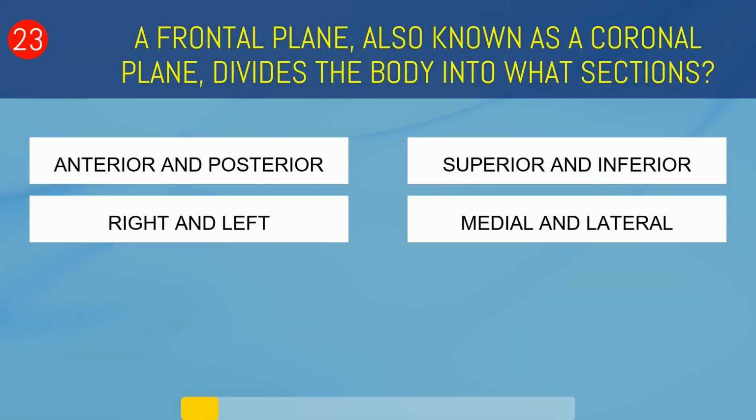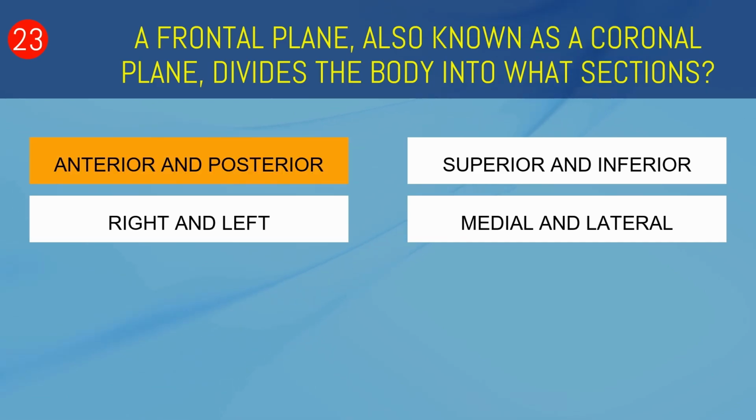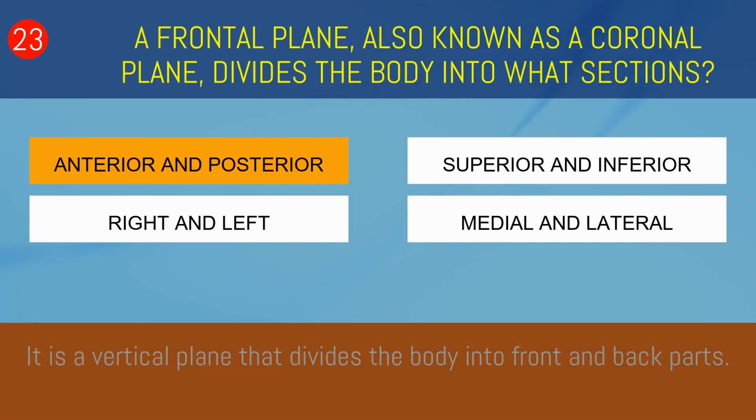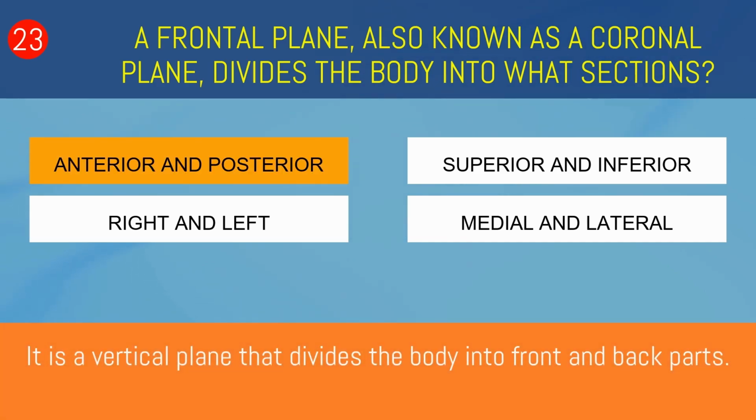A frontal plane, also known as a coronal plane, divides the body into what sections? Anterior and posterior, right and left, superior and inferior, or medial and lateral? Anterior and posterior. It is a vertical plane that divides the body into front and back parts.